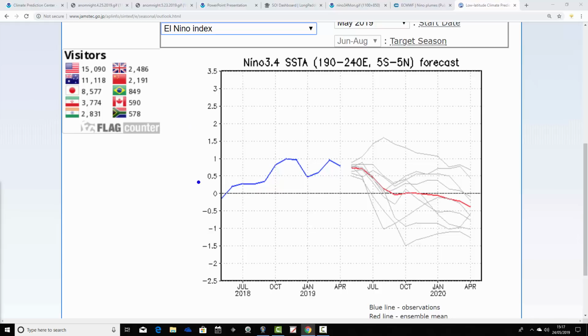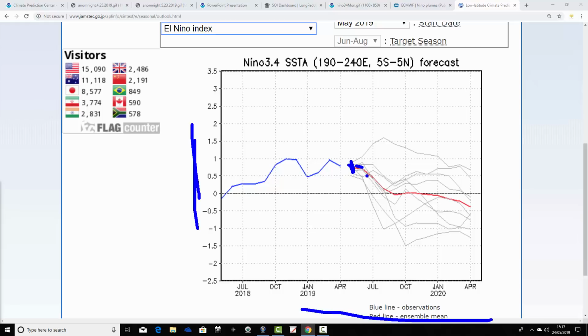ENSO. So again, dates are all on the bottom in terms of monthly periods. Temperature anomalies are on the side. Where we are right now is kind of like between 0.5 degree and 1 degree above average. So we're still just about at El Nino threshold, but much more of a reduction in temperature, and we will go under El Nino threshold. We'll go back to ENSO neutral. Essentially, that's what JAMSTEC is forecasting to happen through this summer.